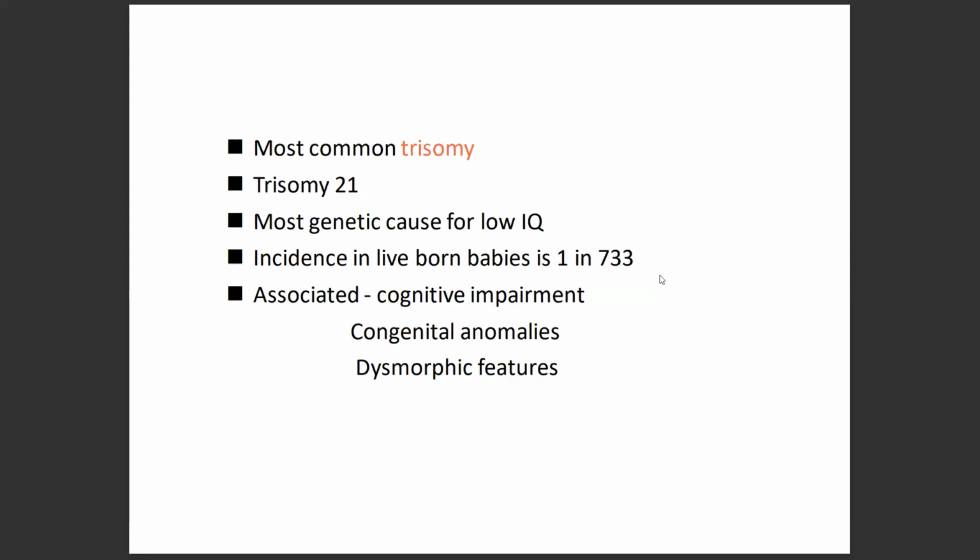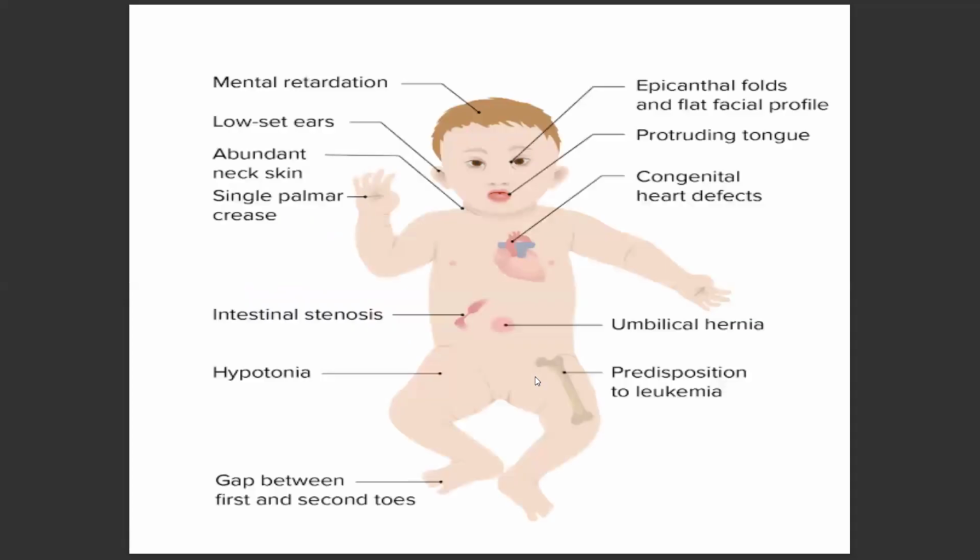As an introduction, for writing an essay or short essay about Down syndrome, first we have to write an introduction. It is the most common trisomy, that is trisomy 21. It is the most common genetic cause of low IQ, and the incidence in live born babies is 1 in 733. Associated are cognitive impairment, congenital anomalies, and dysmorphic features in the child.